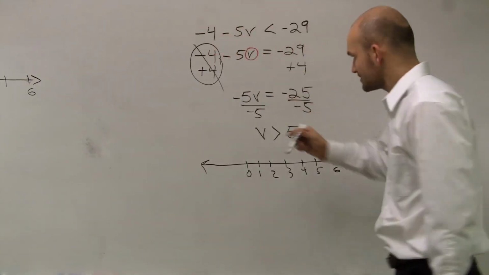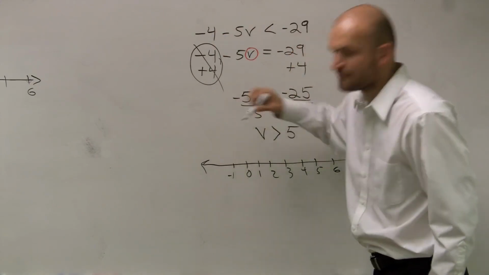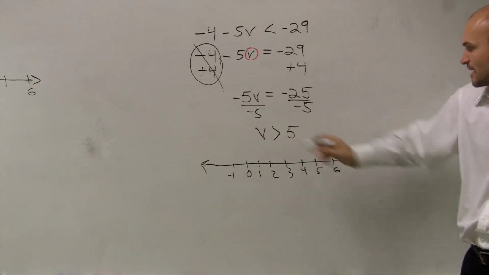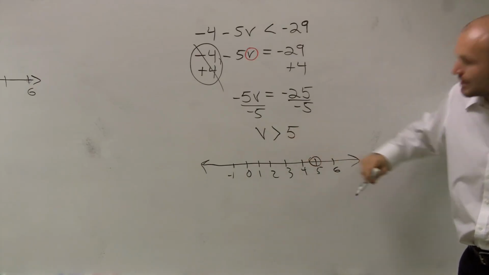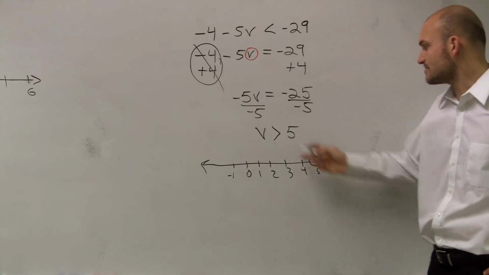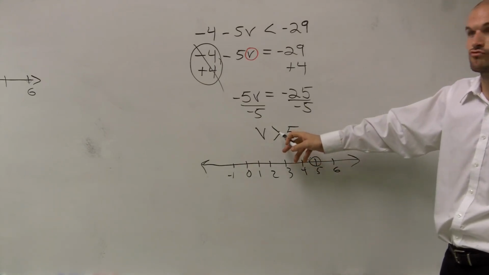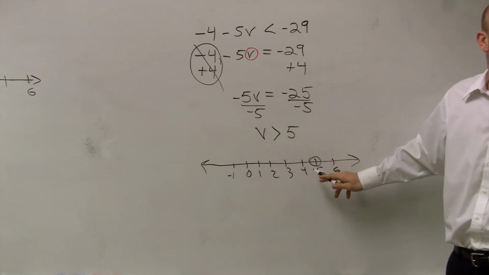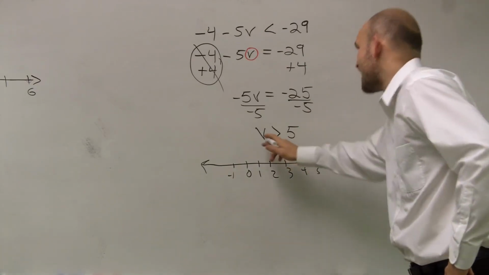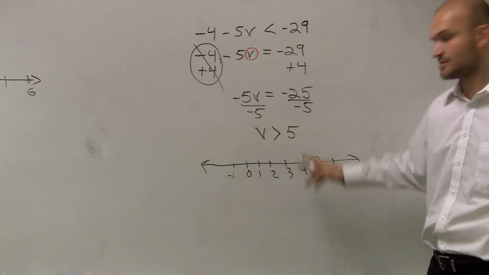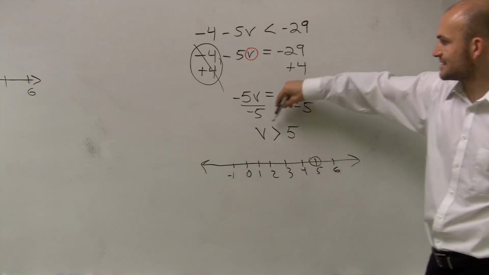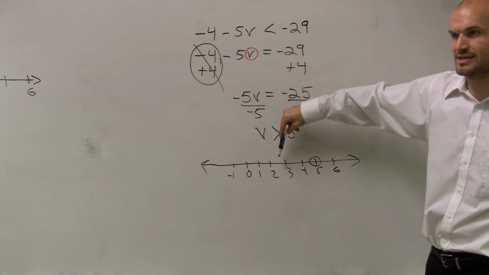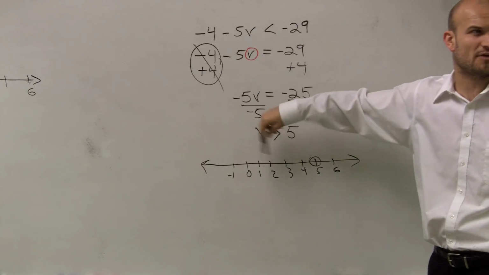I've already gone through plenty enough problems, guys, to do this. All I'm going to do is remember, make a point at 5. I know now, I've done enough of these problems, that I know that since this is greater than, it's not greater than or equal to, it's going to be an open dot, right? Because if I put 5 is greater than 5, I know that's false, so therefore it's an open dot. Then it says v is all numbers greater than 5. Well, always look. Is 3 greater than 5? No, those are all false statements, right?